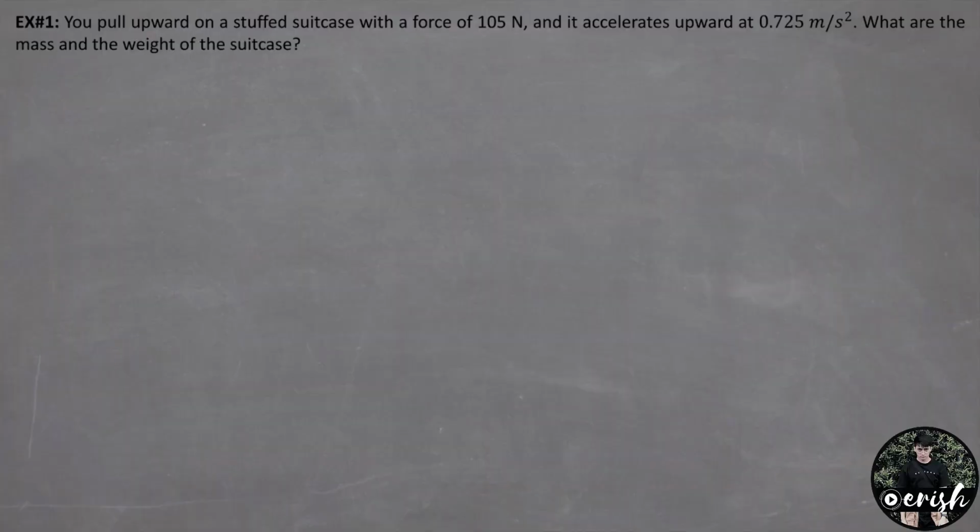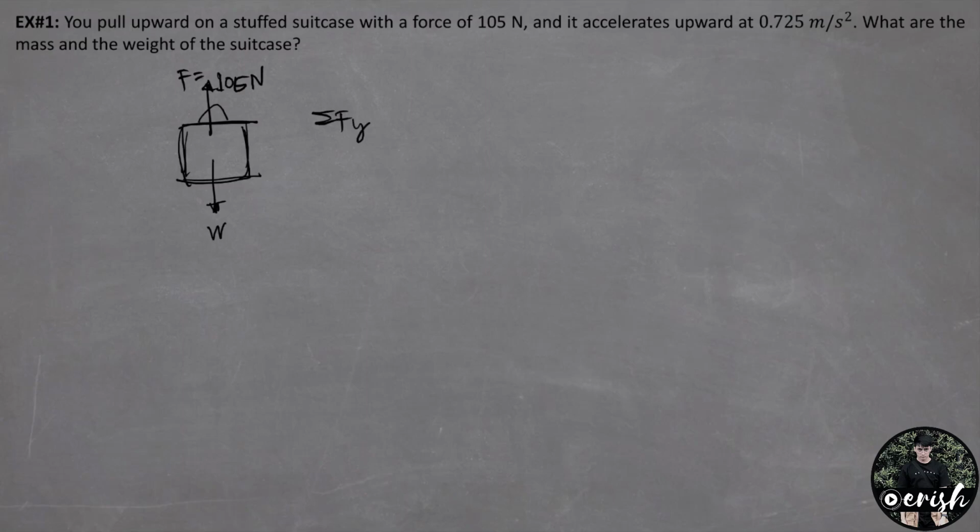You pull upward on a stuffed suitcase with a force of 105 newton and it accelerates upward at 0.725 meters per second square. What are the mass and the weight of the suitcase? Say this is the suitcase. Ilagay muna natin yung forces na nag-a-act dun sa suitcase. First is yung weight niya. And yung force upward na 105 Newton. So, ang first natin na isa-solve is yung mass ng suitcase. At pag na-solve na natin yung mass ng suitcase, i-multiply natin yung mass sa gravity and therefore, siya na yung weight ng suitcase.